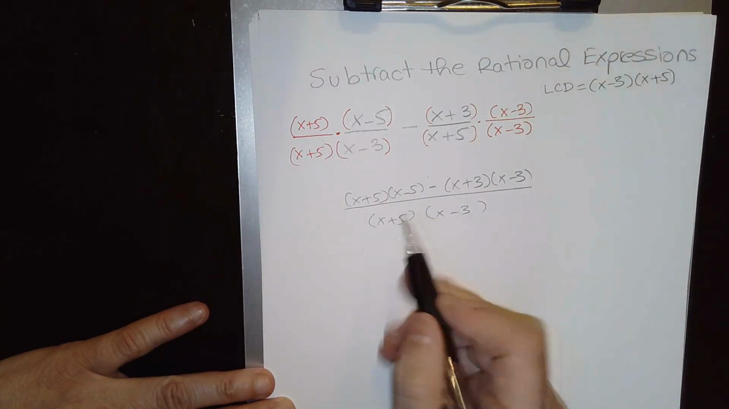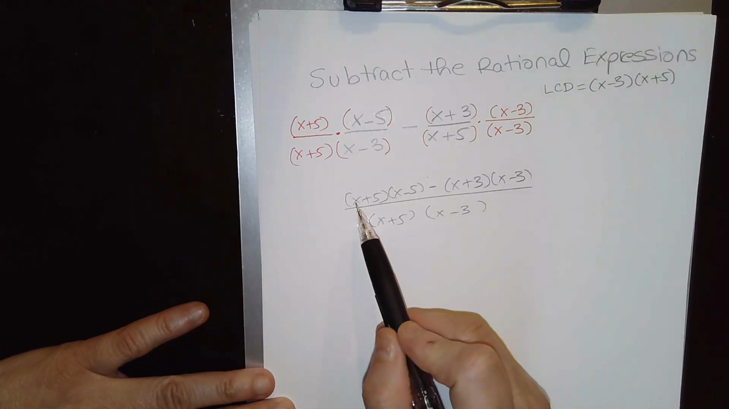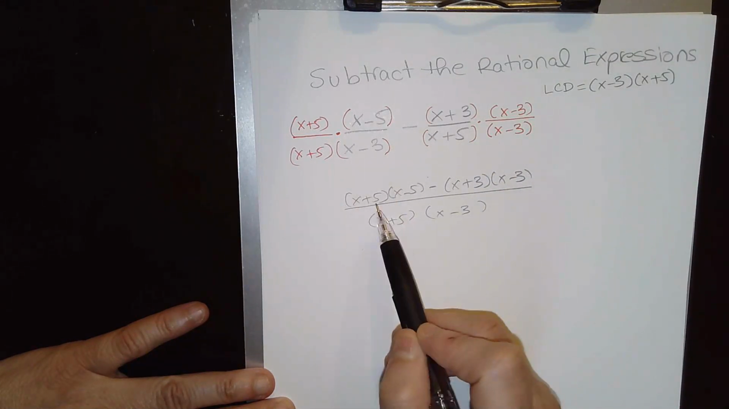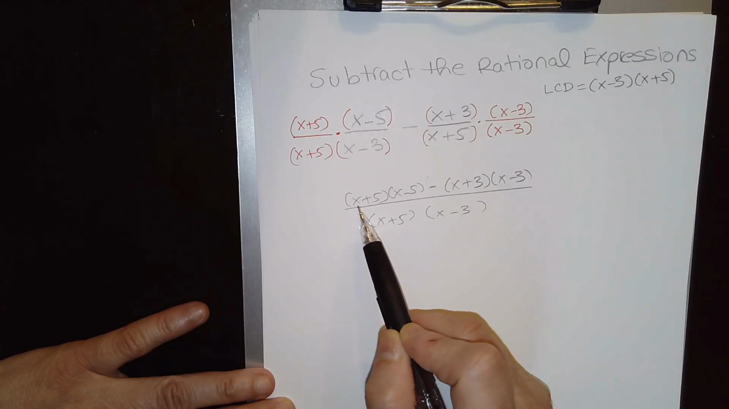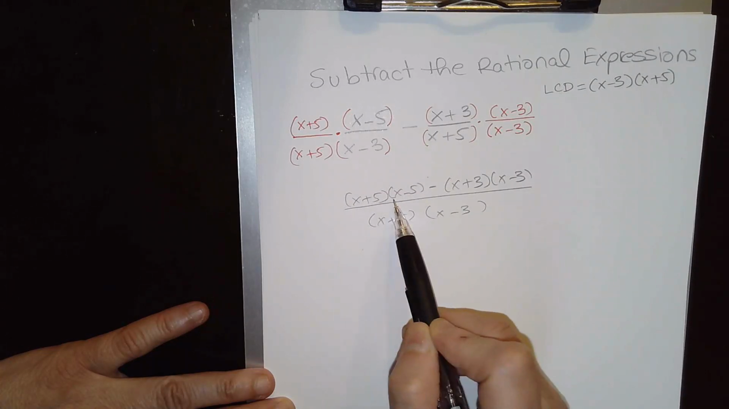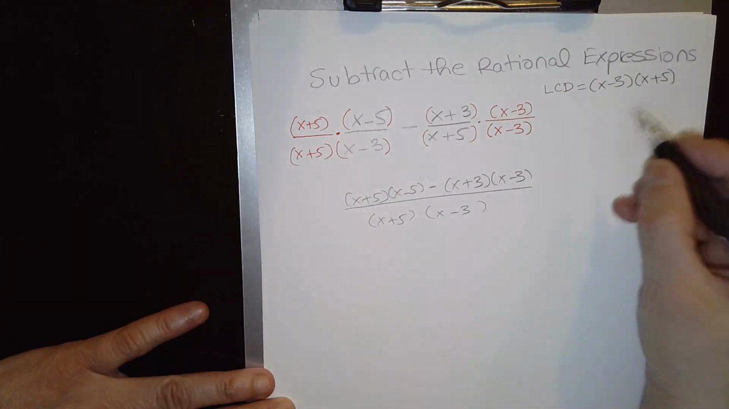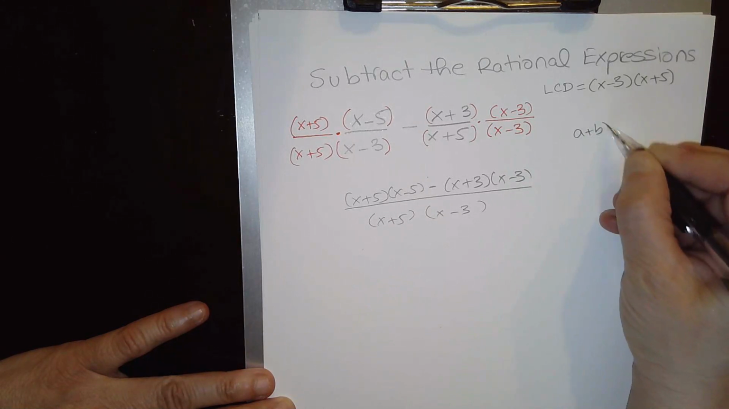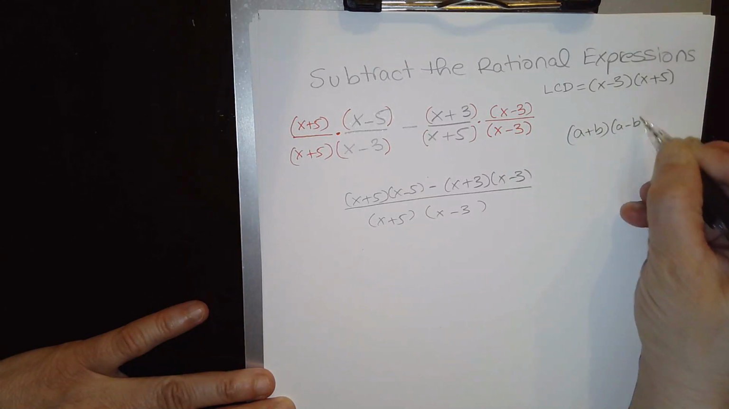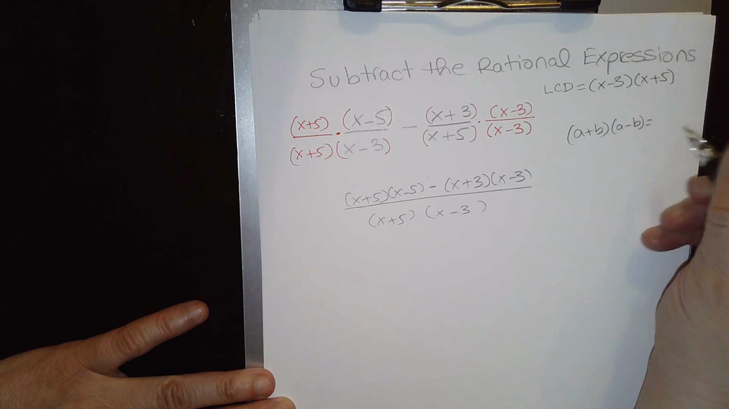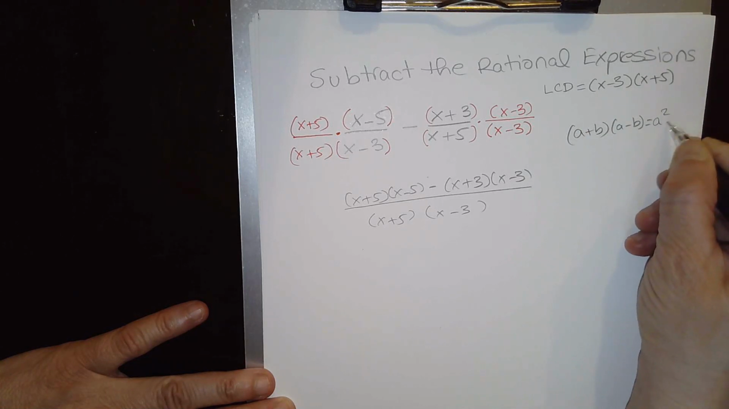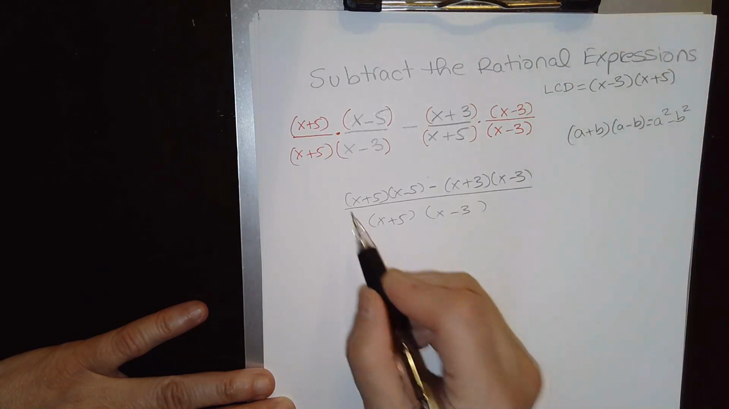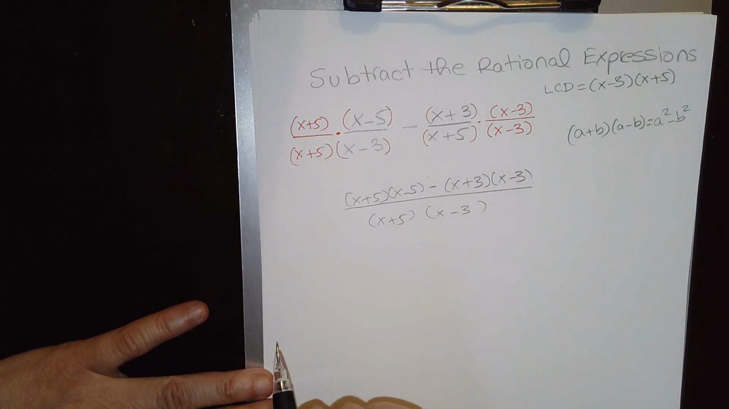Now you need to distribute or do FOIL, or if you can remember, this is (a plus b) times (a minus b). What's (a plus b) times (a minus b)? If you multiply them, that should give you a squared minus b squared. You can go ahead and, if you want to do FOIL, you should be able to get that.